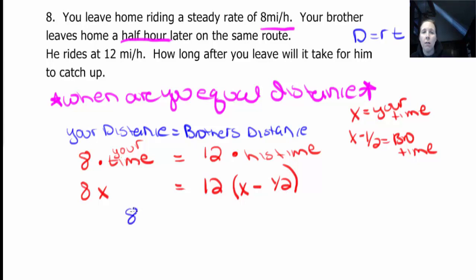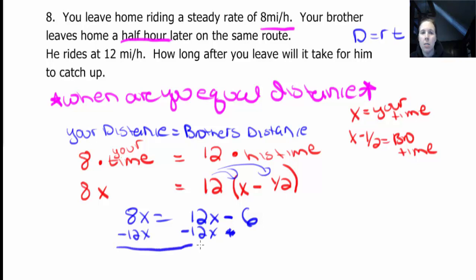So we have to distribute. 12x, don't freak out. 12 times a half is the same as dividing 12 by 2, which is just 6. What is half of 12? 6. So 12x minus 6, and then we solve it from there. Subtract 12x. So we have negative 4x equals negative 6. And then we're going to divide by negative 4.